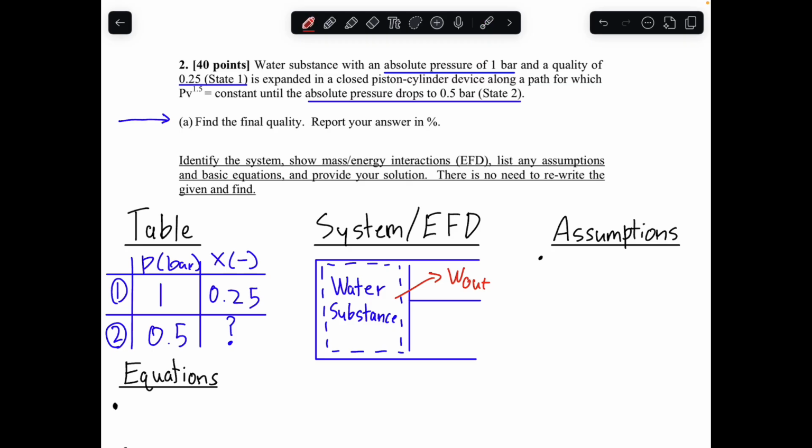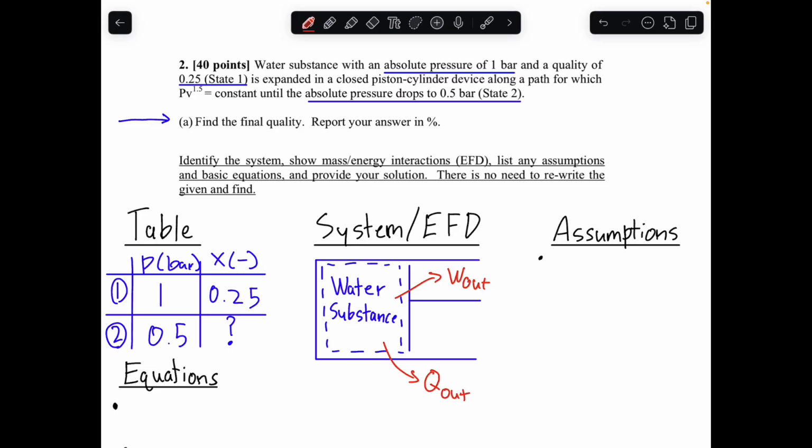And then for heat transfer, if it told us that this piston cylinder device was well insulated or something like that, then we could say that the heat transfer would be equal to 0. But it doesn't say that, so this water is going to lose some heat as this process occurs. So I'm going to draw my heat transfer going out of the system.